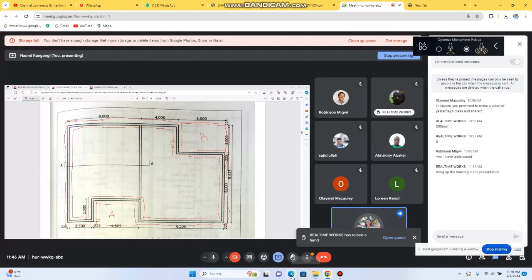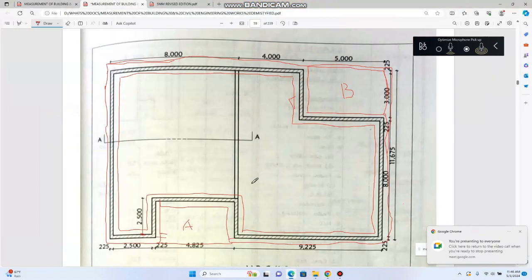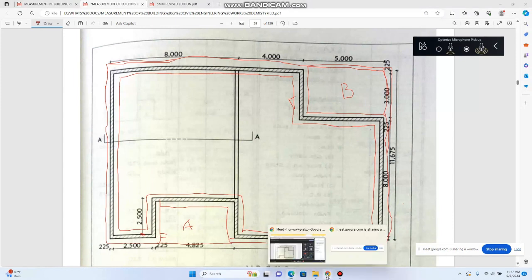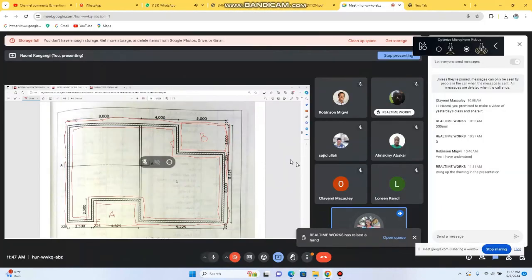All right. Now, we have been able to give the dimensions for void A. Kindly, someone give me the dimensions for void B. The length, using the same concept. What is the dimensions for void B? Oleami, you're so silent. Kindly try. Tell us what the length for void B should be.